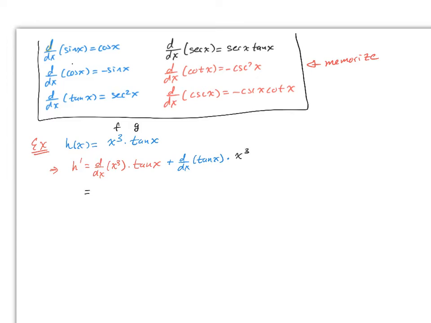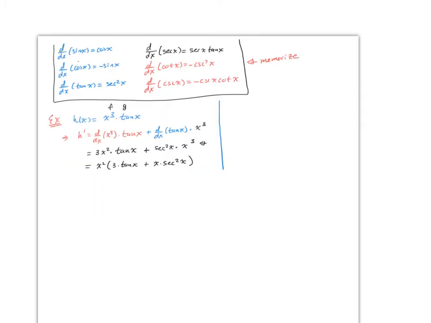Now the derivative of x cubed from before should be 3x squared. This is times tangent x plus the derivative of tangent, remember, is secant squared. So it will be secant squared x times x cubed. And in this case, you can factor the x squared. It is not necessary unless it's asking you to do that. Otherwise, you can leave the answer here. But in this case, it will be x squared times 3 plus x times secant squared x.